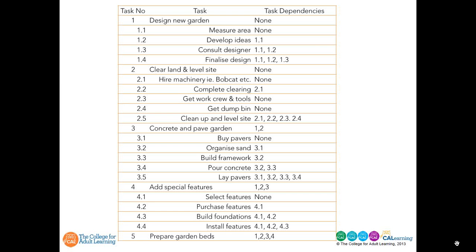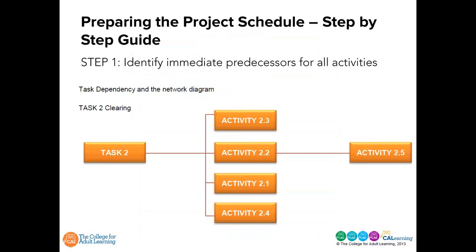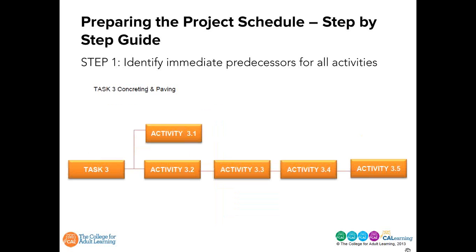Now, the landscaping example that we've used, I've put up 2 diagrams. One of the 2 is clearing, and you'll see here it's task 1, and we've moved to task 2 now, and it's clearing the land. And you'll see in there that there are 4 or 5 activities, but that activity 2.2 is followed by activity 2.5, and that last activity relies on 2.2 being finished before it can start. Now, the other 3 tasks are independent.